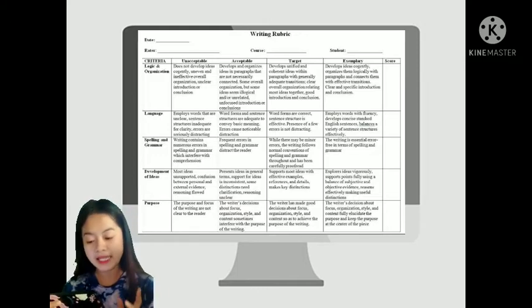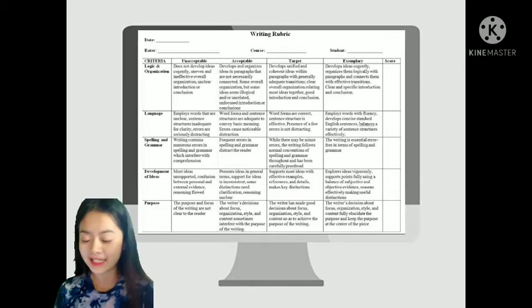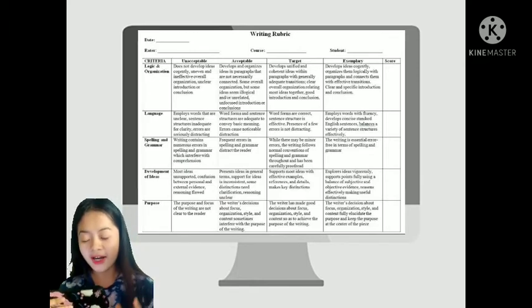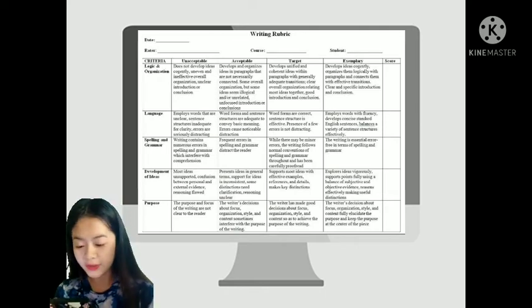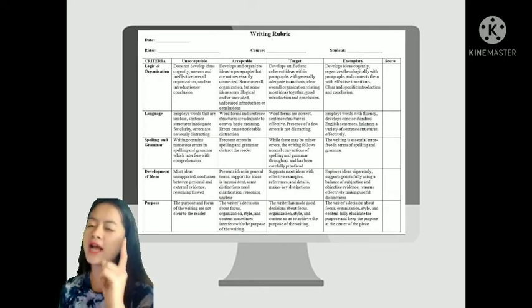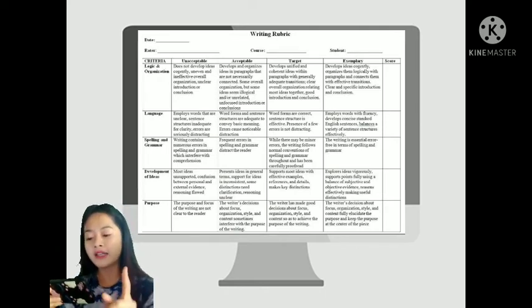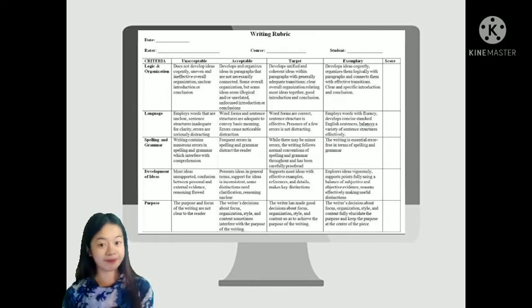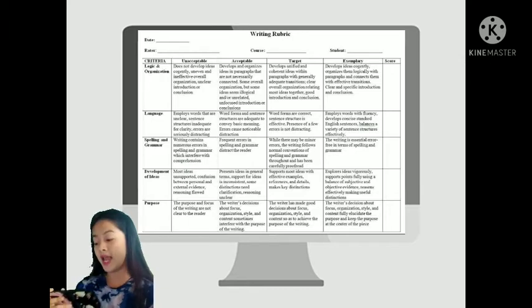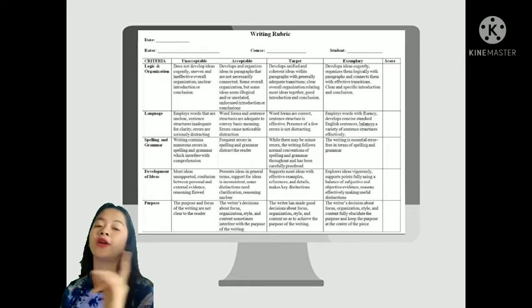It develops ideas cogently, organizes them logically with paragraphs, and connects them with effective transitions. Now, that's for the logic and organization. They get exemplary for their logic and organization.